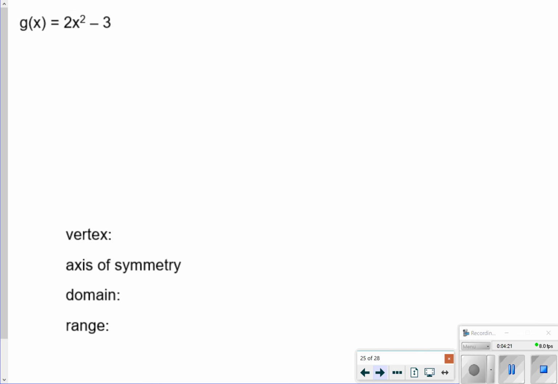The next one we have is 2x^2 - 3. So again, let's pause here so you can figure out what is a, h, and k, graph it, and then tell me the vertex, axis of symmetry, domain, and range.